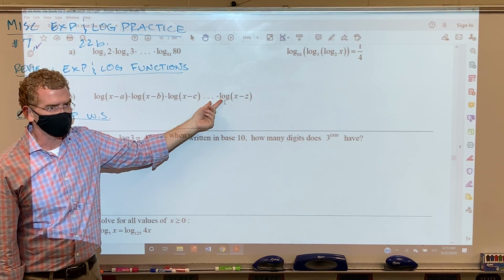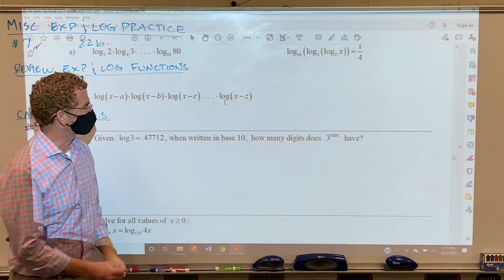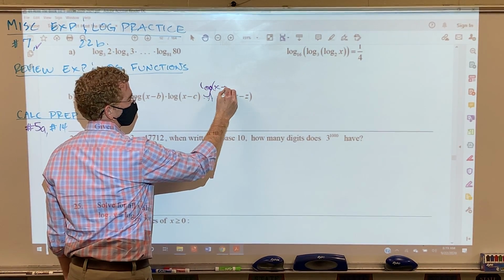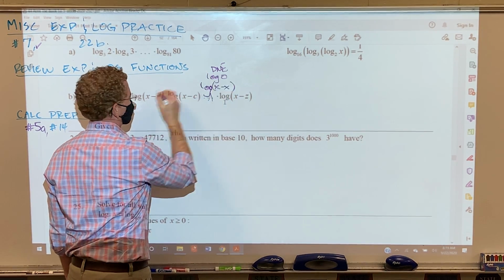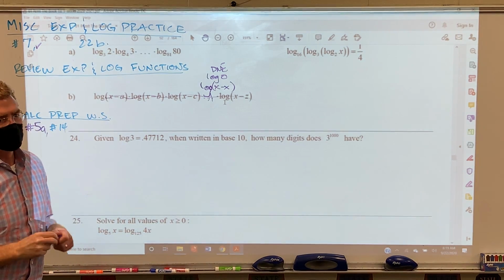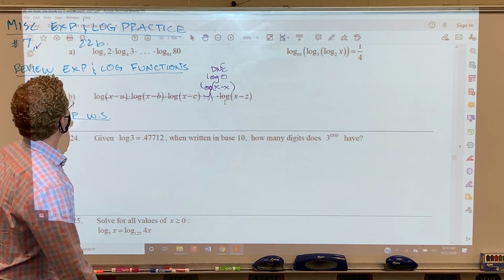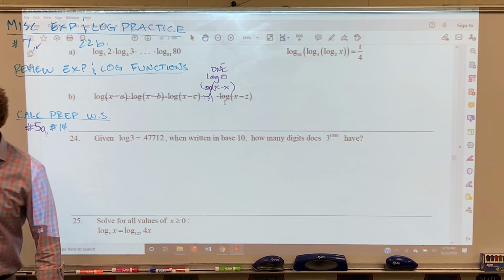So if that's D and E, then none of this matters, does it? Because at some point in here, that's going to give you log of 0, which does not exist. So if that doesn't exist, this expression is not going to have a value. But anyway, just throwing something at you. See what you can do. That's 22b.